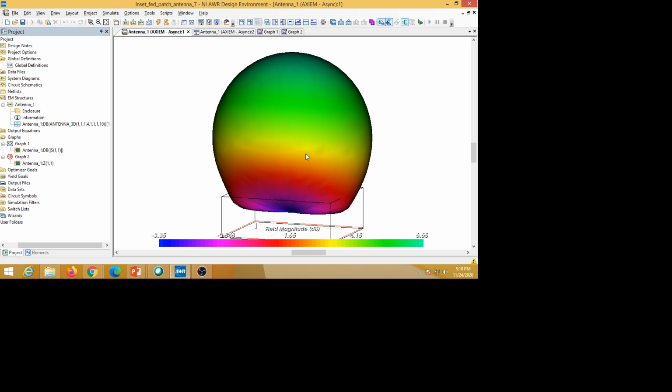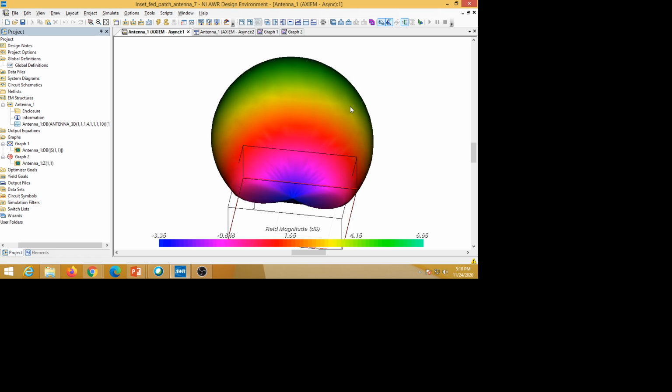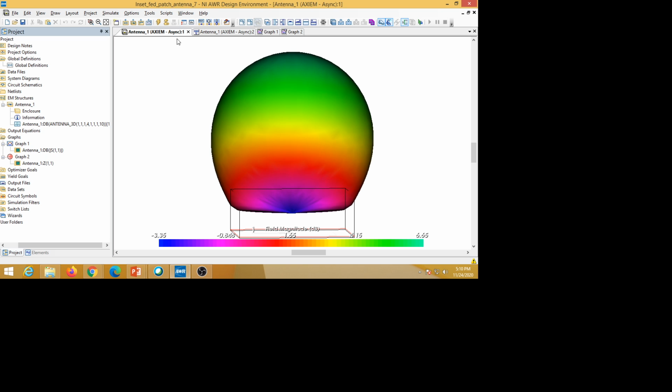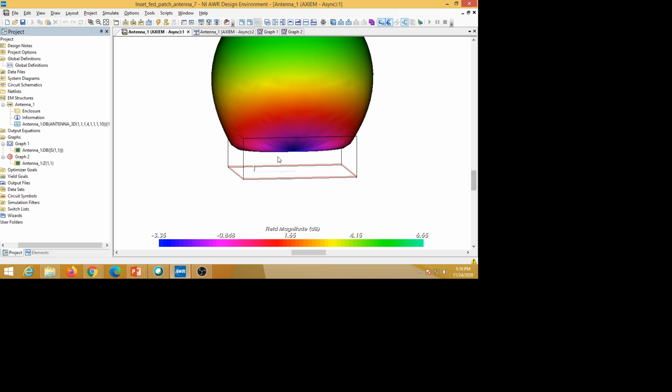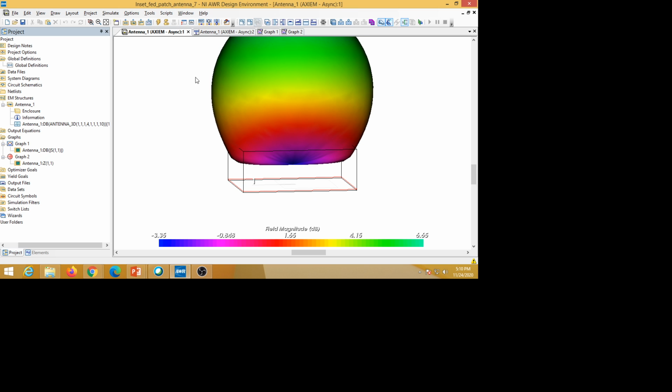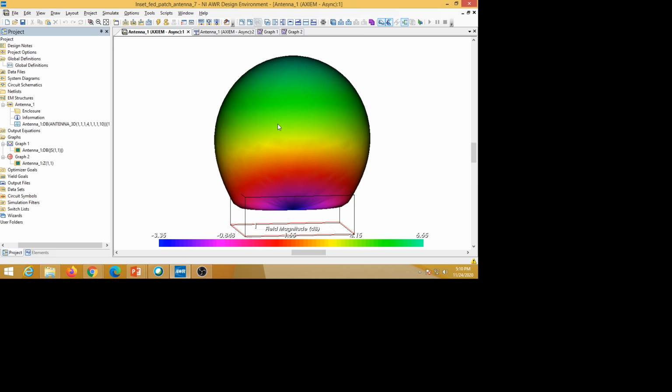You can see how it looks at the bottom. It is radiating only above. The structure radiates only above; in the bottom there is no radiation because copper is there. Here you can observe the maximum is along the z-axis. On the color bar, green is the maximum value, that is 6.65.